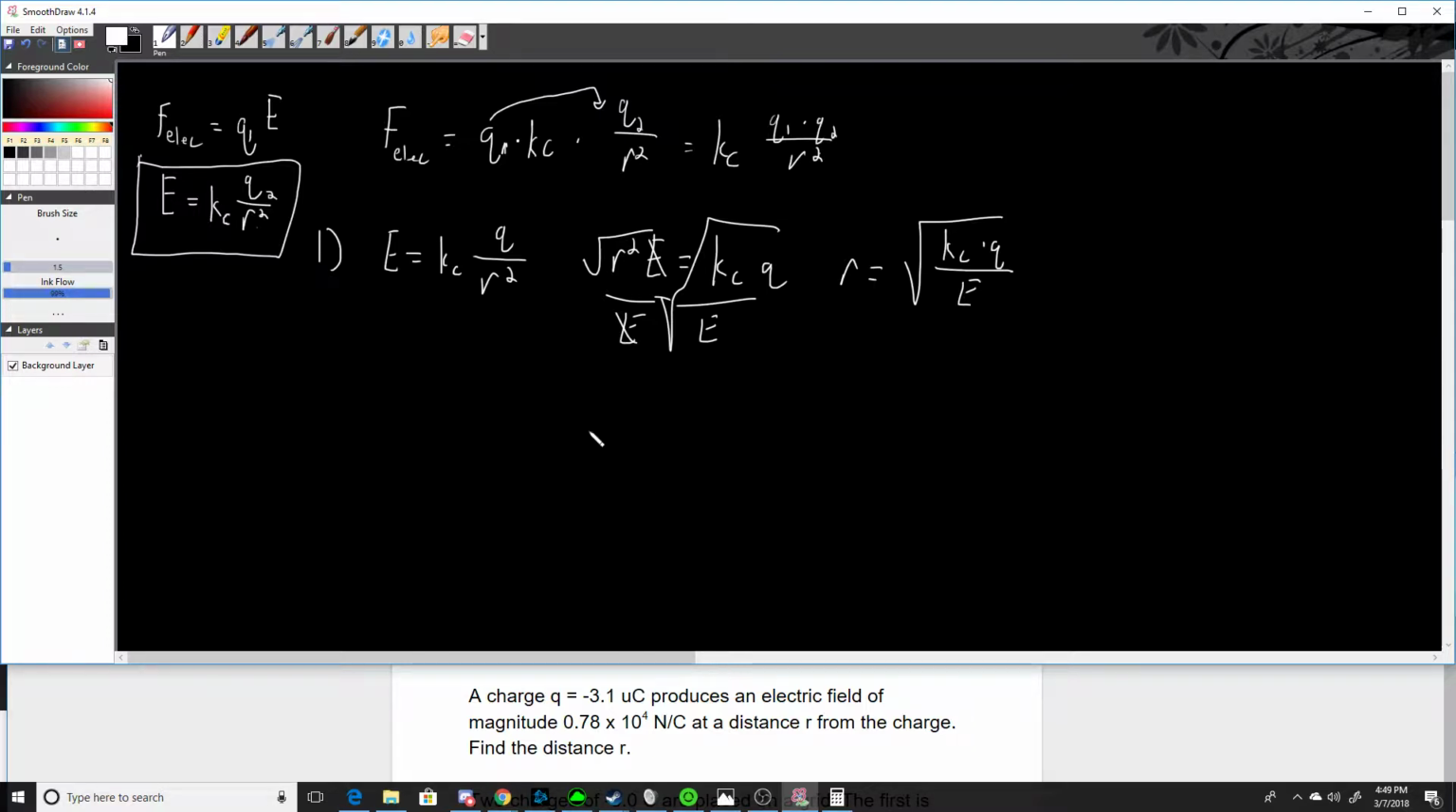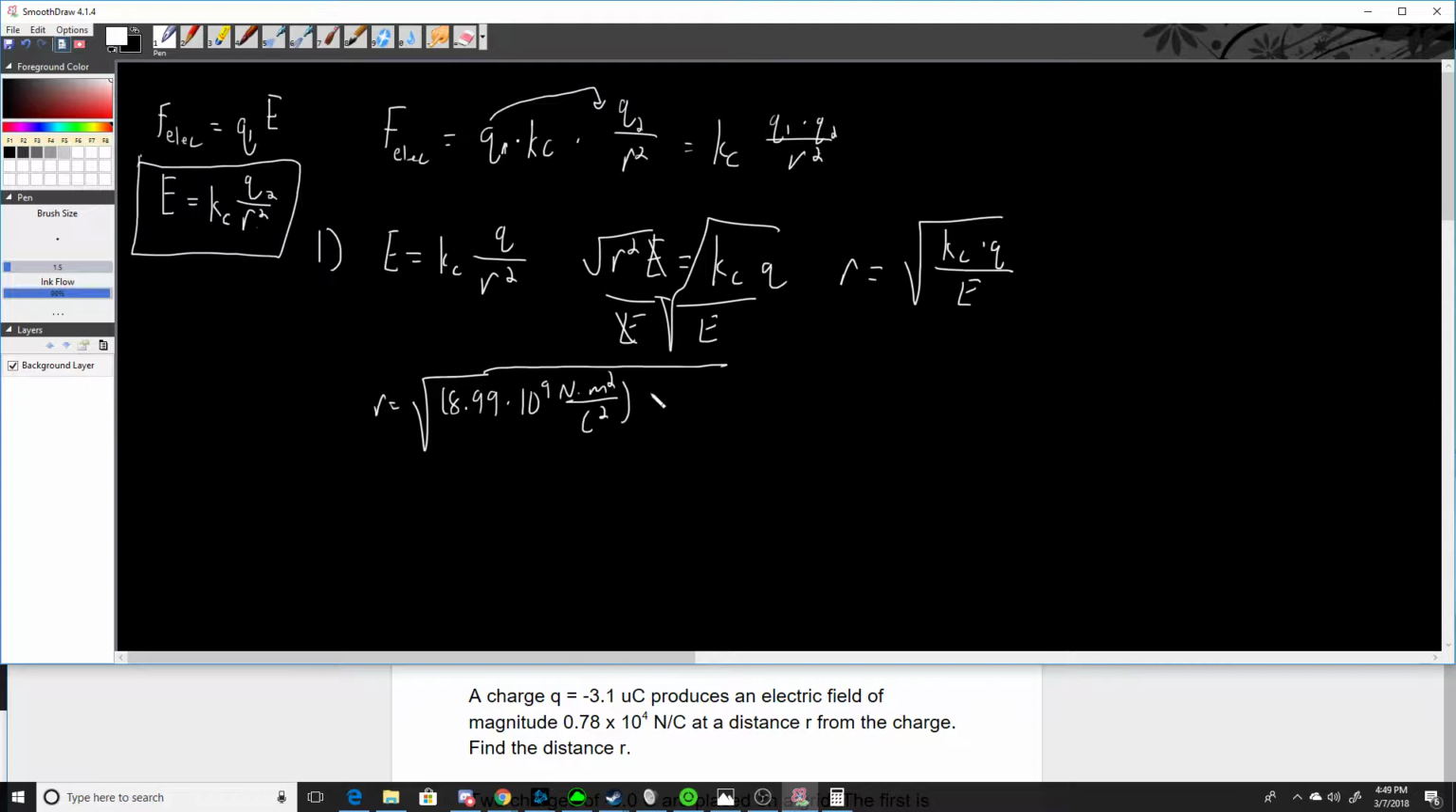So let's even go through and let's plug in our numbers. So r is equal to the square root. Coulomb's constant is still 8.99 times 10 raised to the 9th newton meter squared per coulomb squared.